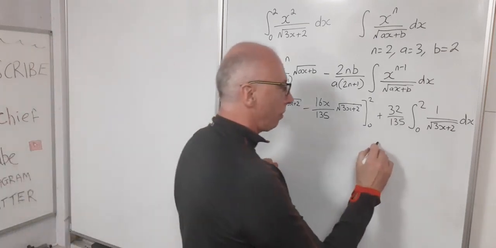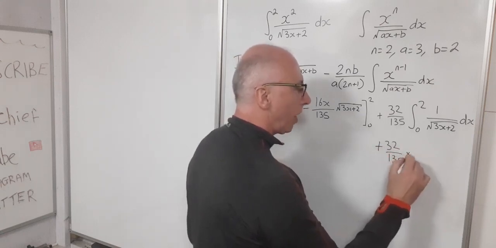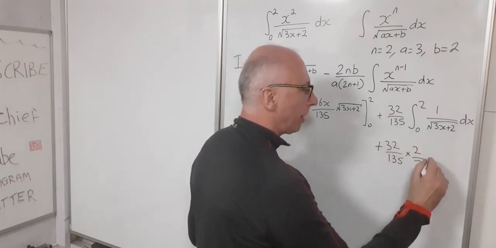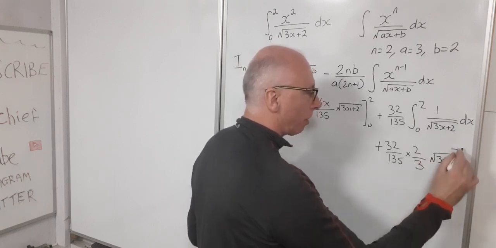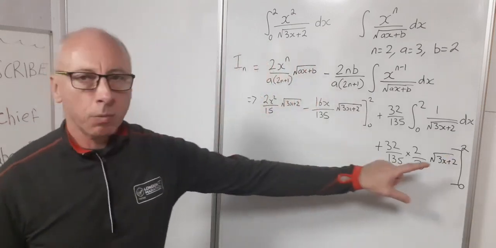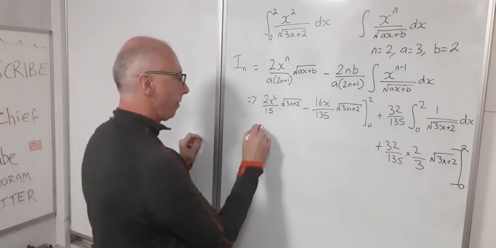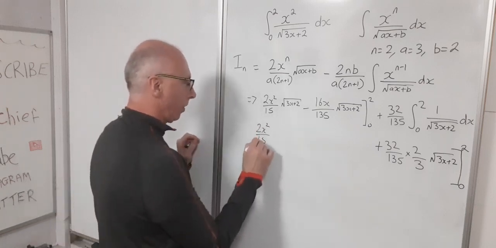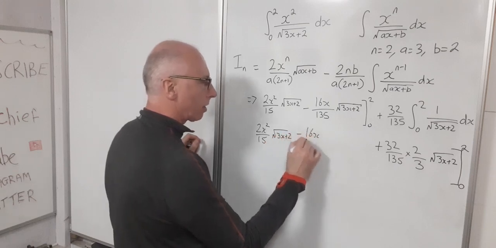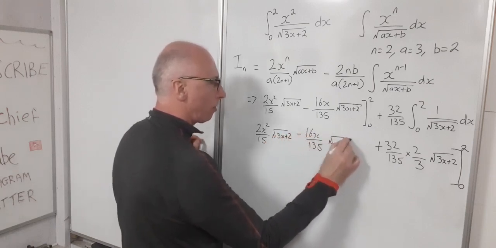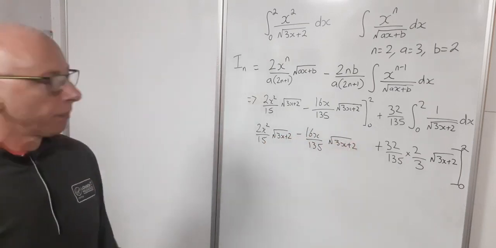Okay, so let's put our result of that in. So it's 32 over 135, and then multiply that by 2/3, and then the square root of 3x plus 2. And that's calculated from 0 to 2. And you can see now we can do all of it calculated from 0 to 2. So let's just write it all in there. So 2x squared over 15, square root of 3x plus 2, minus 16x over 135, square root of 3x plus 2, and this one here, all from 0 to 2.